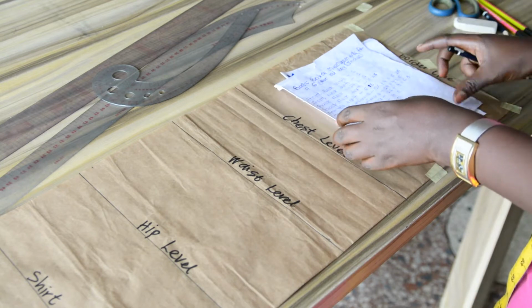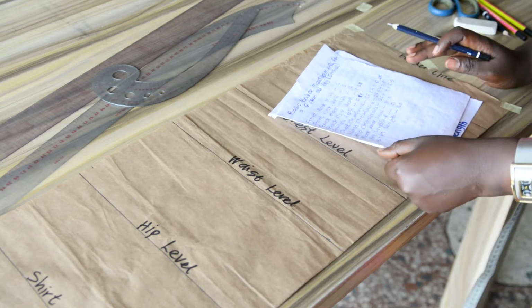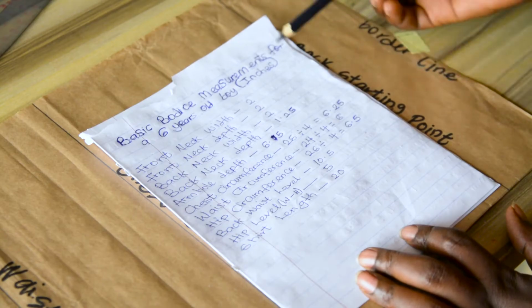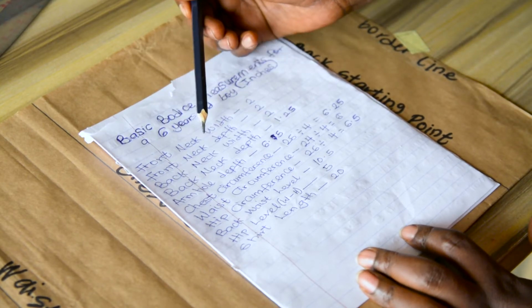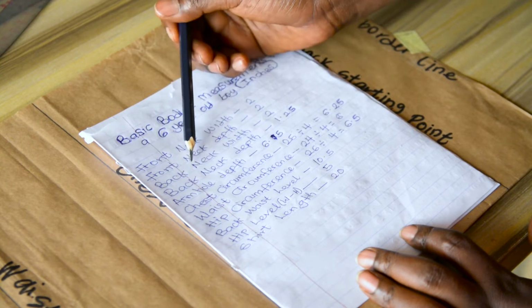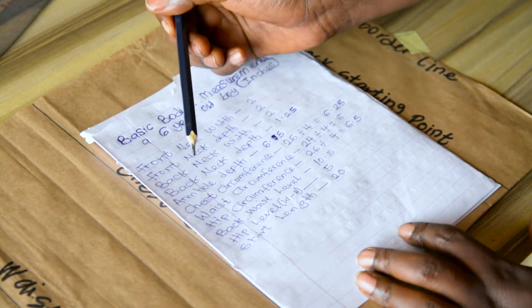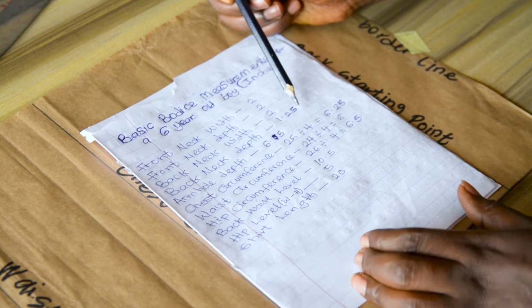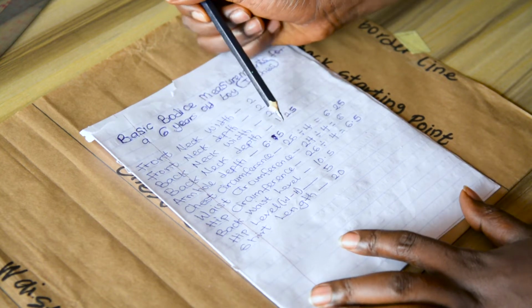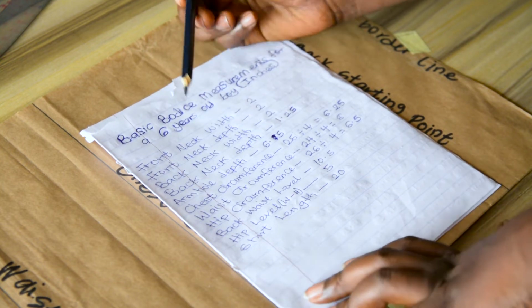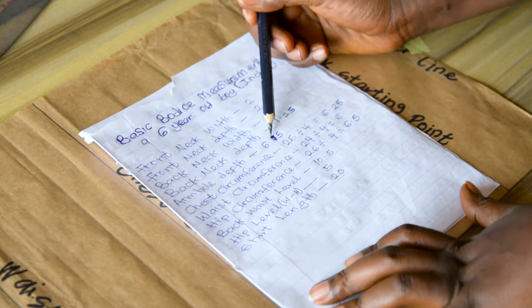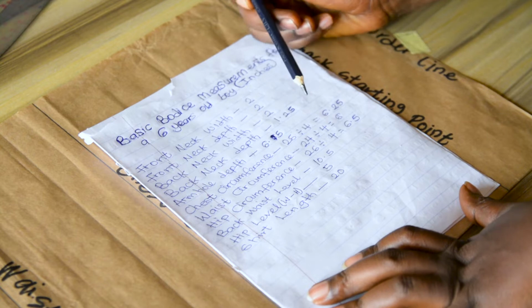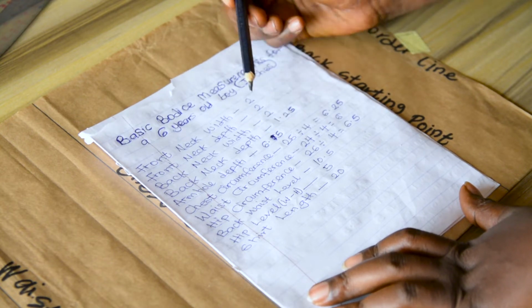So in this tutorial, I will be drafting this pattern for a 6-year-old boy. All measurements are taken in inches. The front neck width 2 inches, the front neck depth 2 inches, the back neck width 2 inches, the back neck depth 1.5 inches, armhole depth 6.5 inches. Armhole circumference divided by 2 is equal to armhole depth. So which means the armhole circumference measurement is 13 inches divided by 2 gives me 6.5 inches.